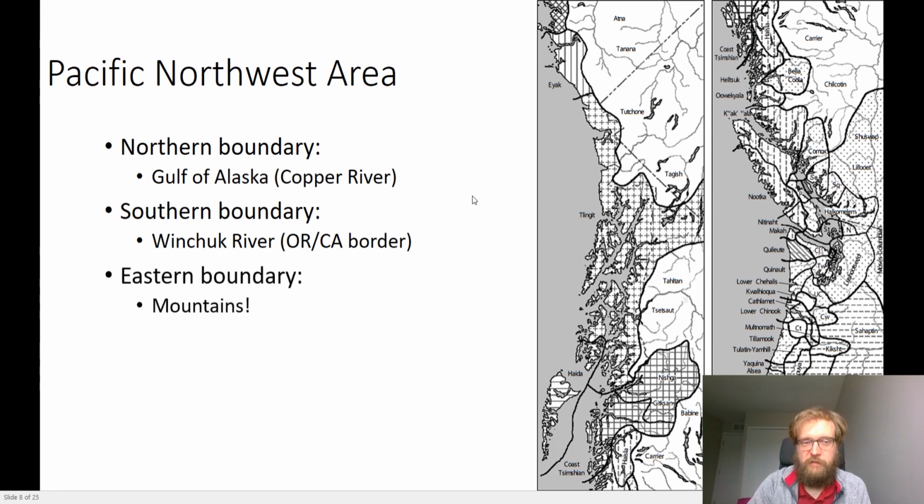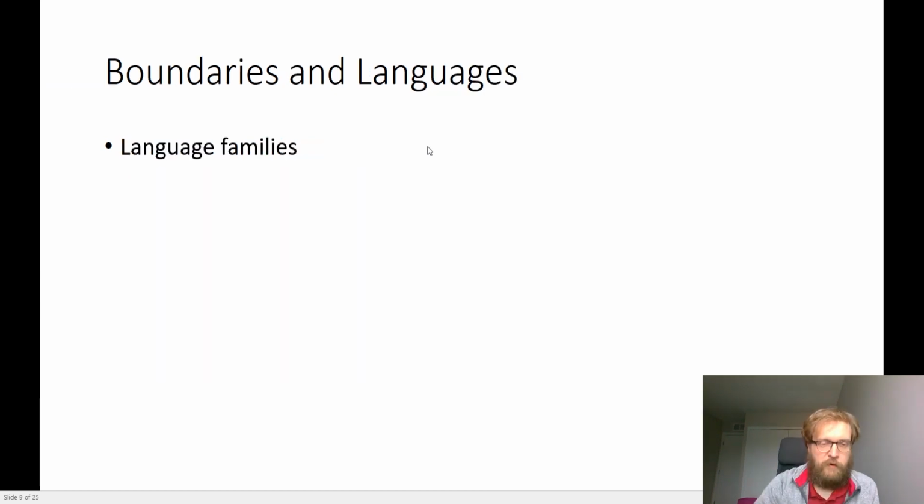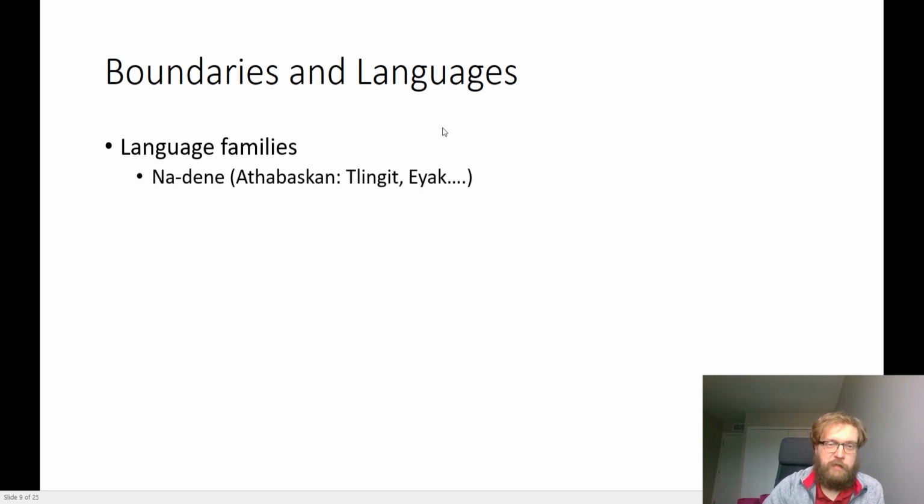This is going to consist of an absolute bunch of languages, but they're bounded pretty hard on the east by a set of mountains. This is a temperate rainforest. We often don't consider the fact that there are rainforests in North America, but this is a rainforest. And it is an incredibly biodiverse place, as well as a linguistically diverse place. There are an incredible number of languages and unrelated language families spoken in this area.